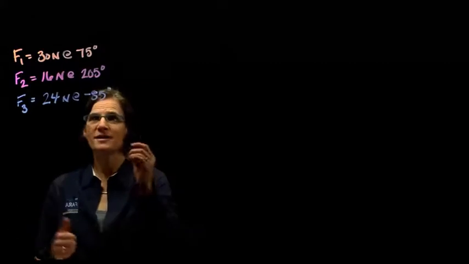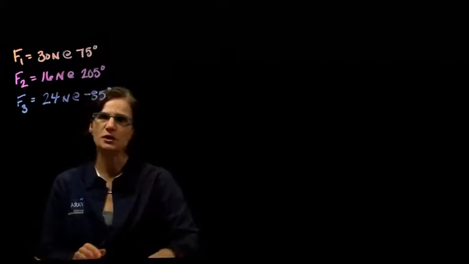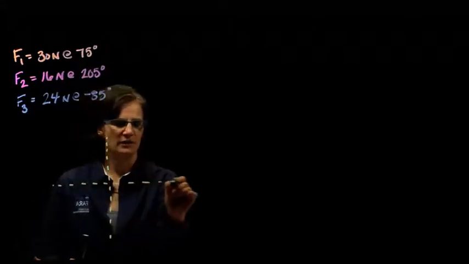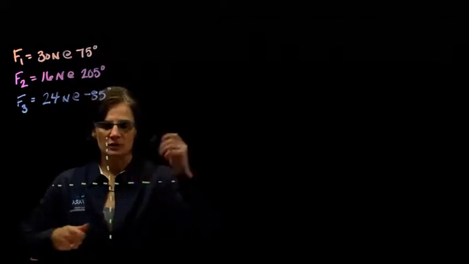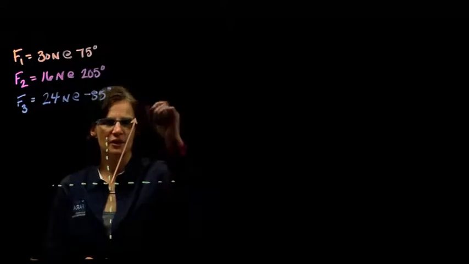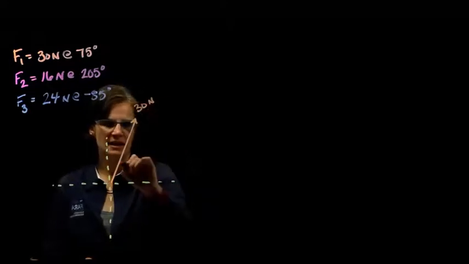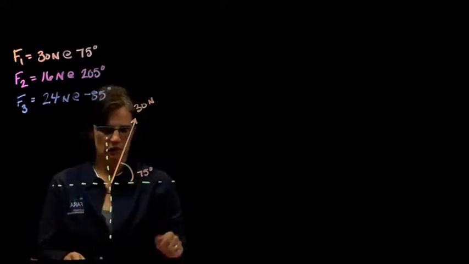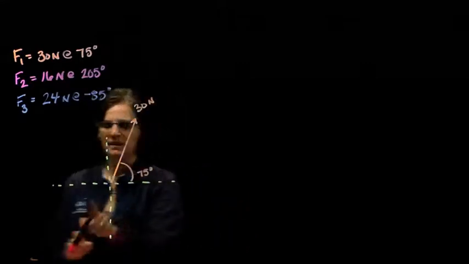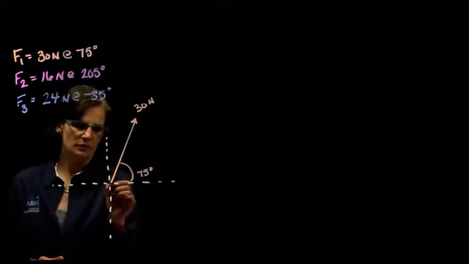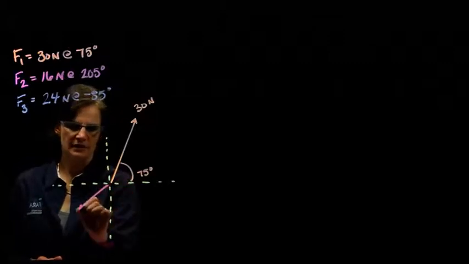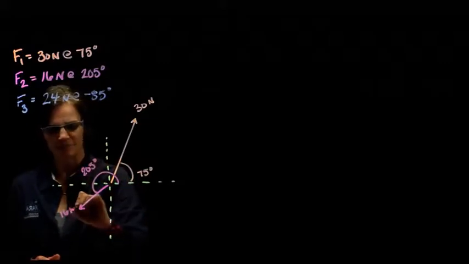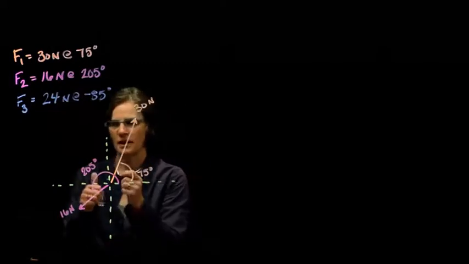For force number 1, I'm at 30 newtons at 75 degrees. So let's first draw a coordinate system to help us maintain and keep reference of those angles. So 30 newtons at 75 degrees. So let's say that's here. Here's my 30 newtons. Here's my angle of 75 degrees. Force number 2 is 16 newtons at 205 degrees. So that's in quadrant 3. So we'll represent that like that. It's about half the size of the force.